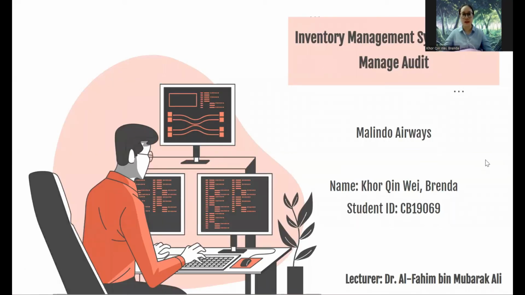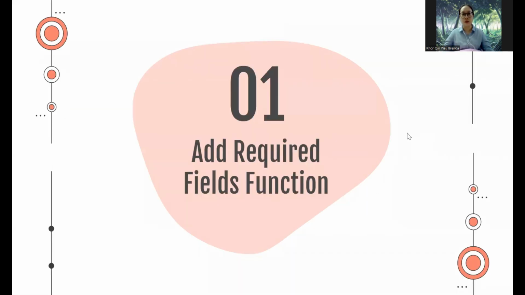Good day, sir. My name is Culture Brenda and my matrix ID is CB19069. I'm from Malindo Airways, and the system that we are going to maintain is Inventory Management System, which is also known as IVMS. The module that I'm in charge of is the last module, which is the Manage Audit module. For this module, I have implemented two changes.